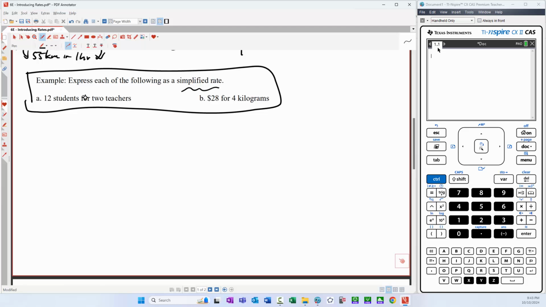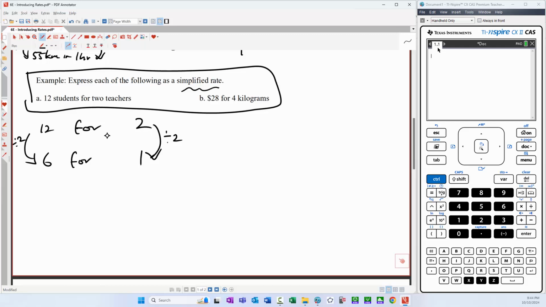So the first one we're looking at is 12 students for 2 teachers. So that's 12 for 2. We'll simplify this, and that involves getting the second quantity down to 1. So how would I do that? I would divide by 2. It's just like the example we did. 12 divided by 2 is 6, and we write the 1 here.